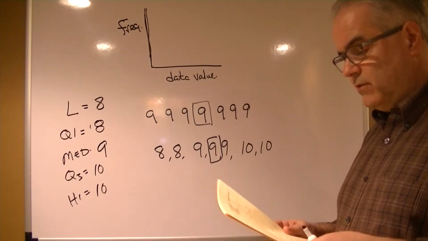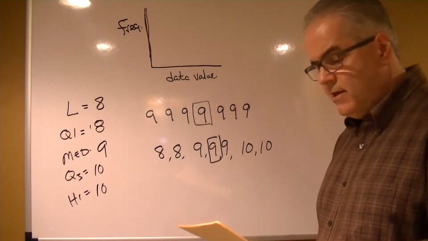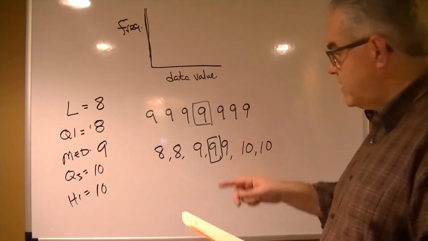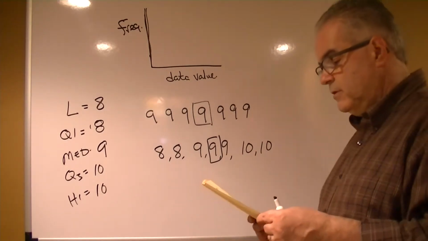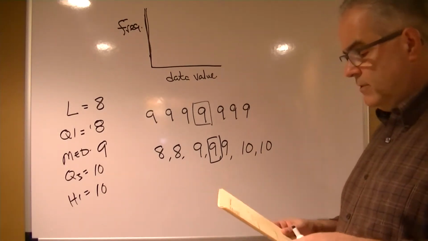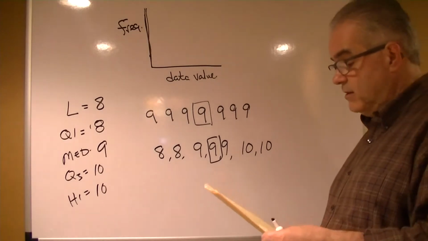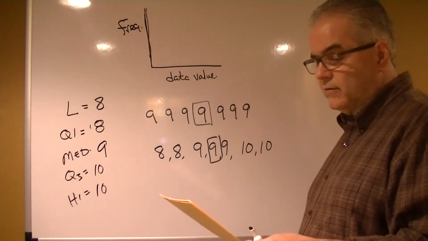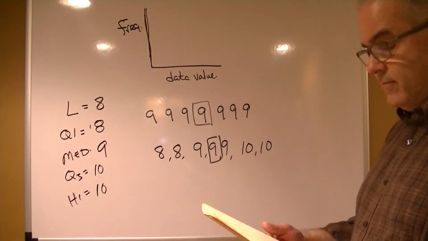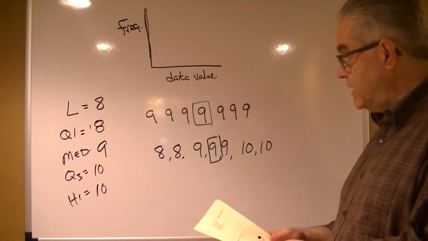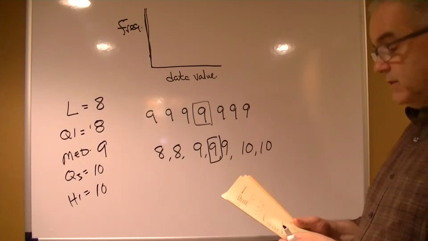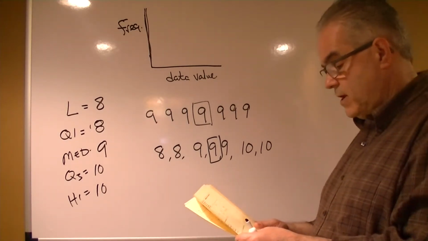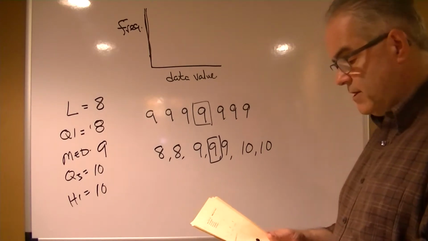Number 14. What is the box plot for this set of numbers here? Which one looks like it? Well, B, C, and D look like they're out of whack there a little bit, so it's got to be A on page 18. You can see that the median is 9, and that makes it obvious there.